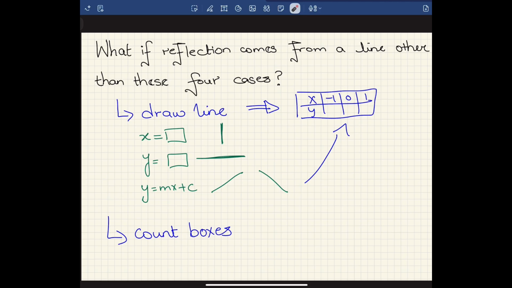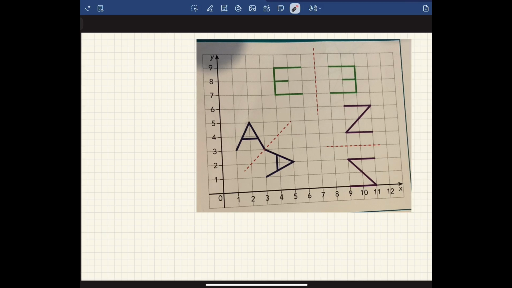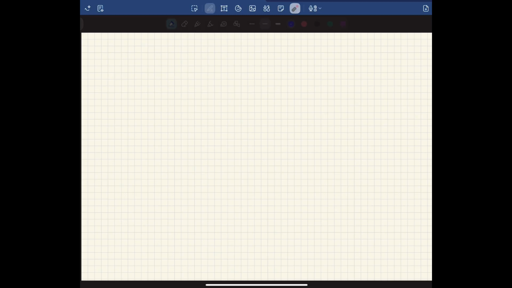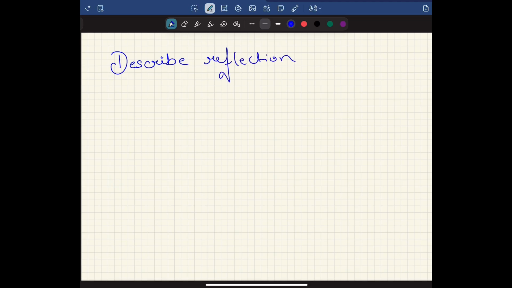Okay? And then after identification, they ask you to describe the transformation. So in all the 4 cases, I will tell you what specific points you need to include in order to gain full marks for the description of the transformation. So in case of reflection, what you need to write down, to describe reflection, is the equation of the line of reflection.